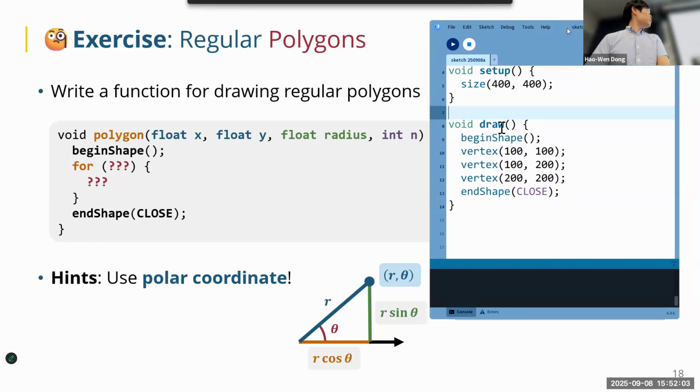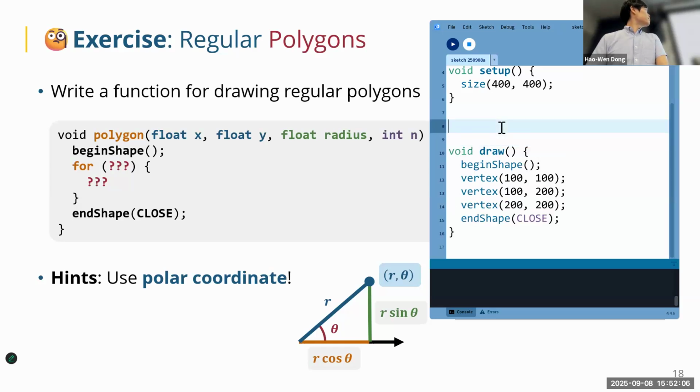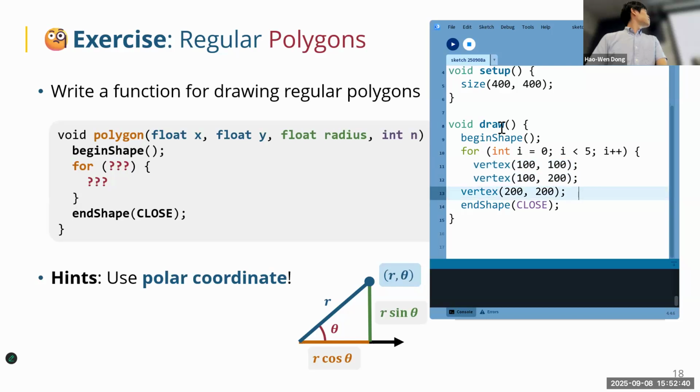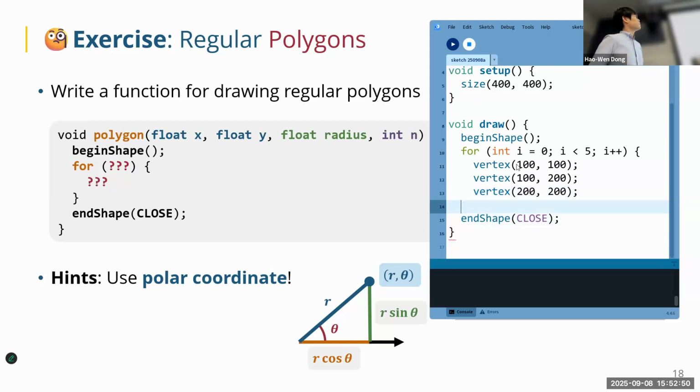So let's just do this. What we want to do is to have a for loop where you have phi equals 0, phi less than 5, phi plus. Cool. So let's try to finish this.